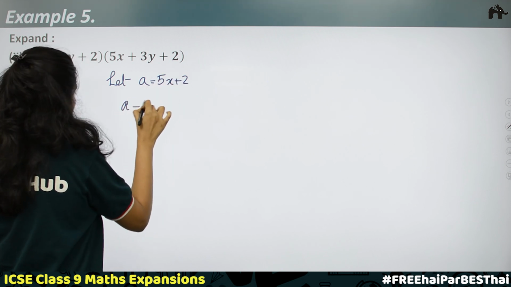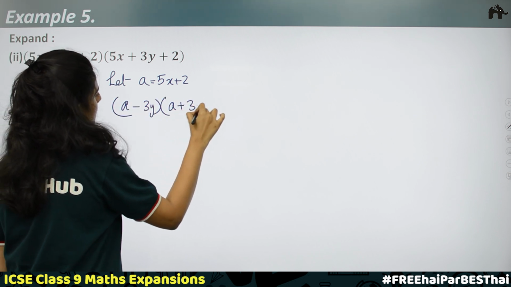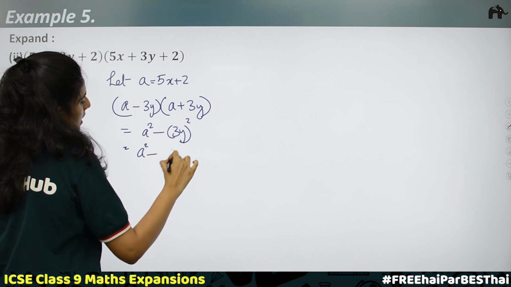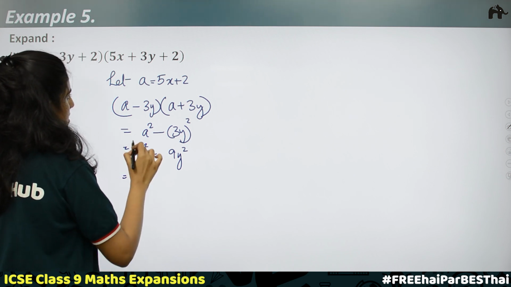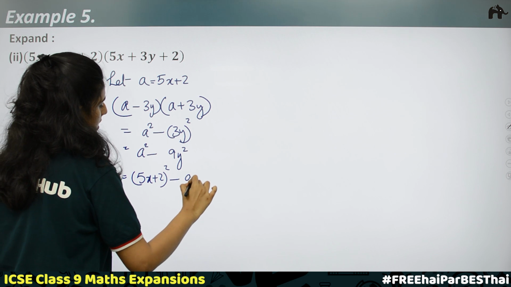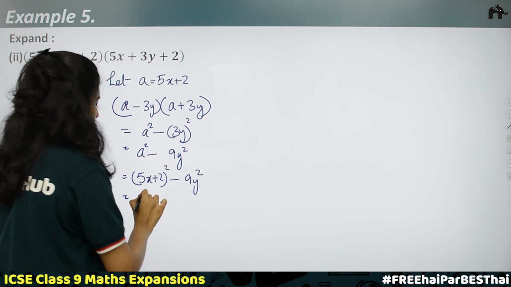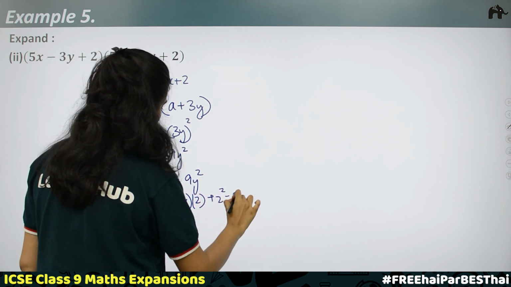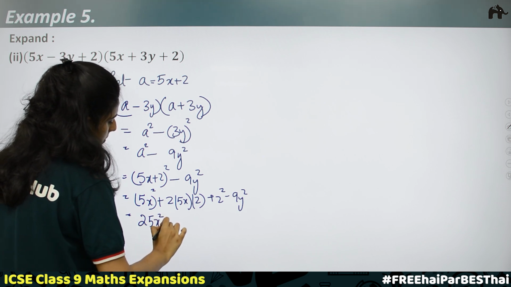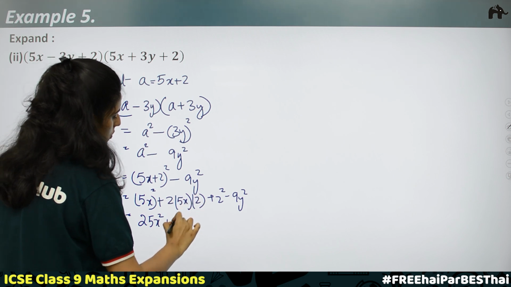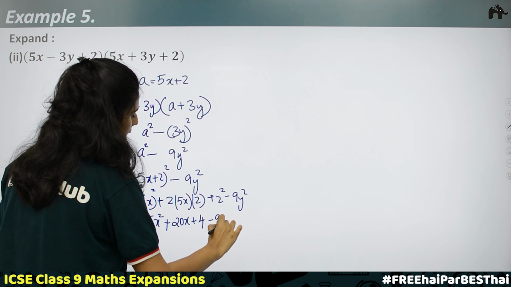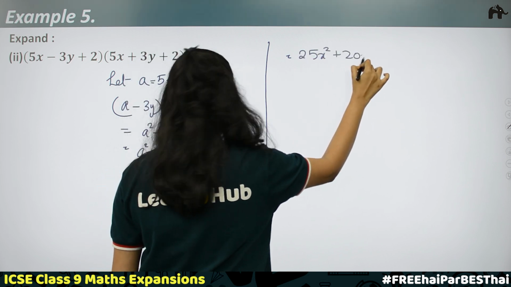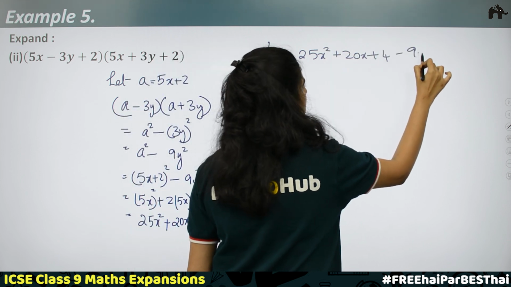Now, put the value: A minus 3y into A plus 3y is equal to A square minus 3y square, equal to A square minus 9y square. Now, what is A? A is equal to 5x plus 2 whole square minus 9y square, which is equal to, A plus B whole square is A square, that is 5x square plus 2 into 5x into 2 plus 2 square minus 9y square, which is equal to 25x square plus 2 into 5 is 10, 10 into 2 is 20, 20x plus 4 minus 9y square, which is equal to 25x square plus 20x plus 4 minus 9y square. So, this is the answer.